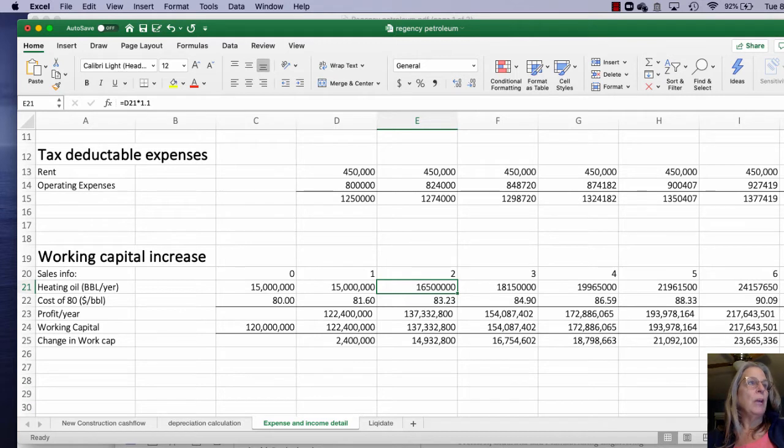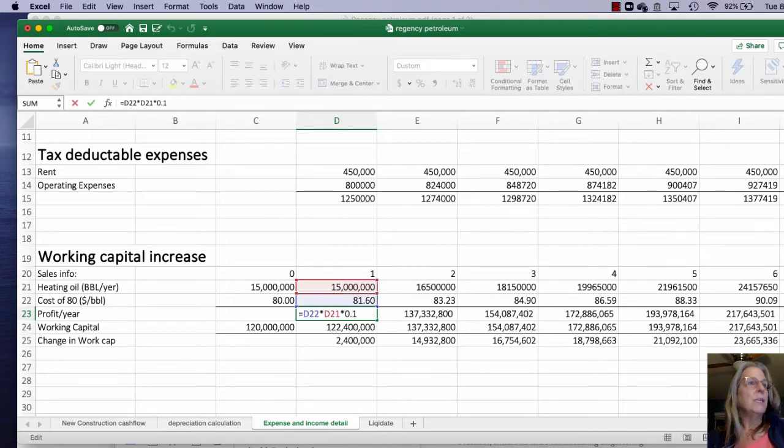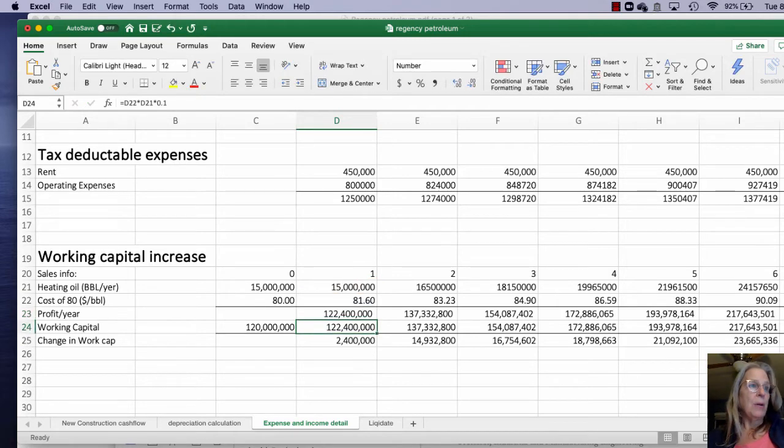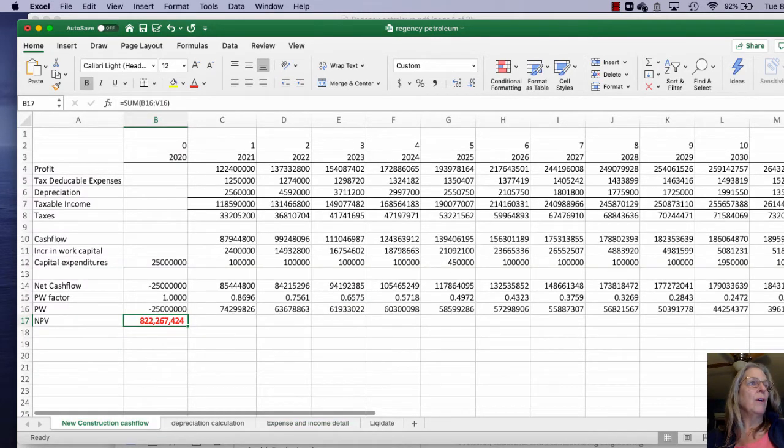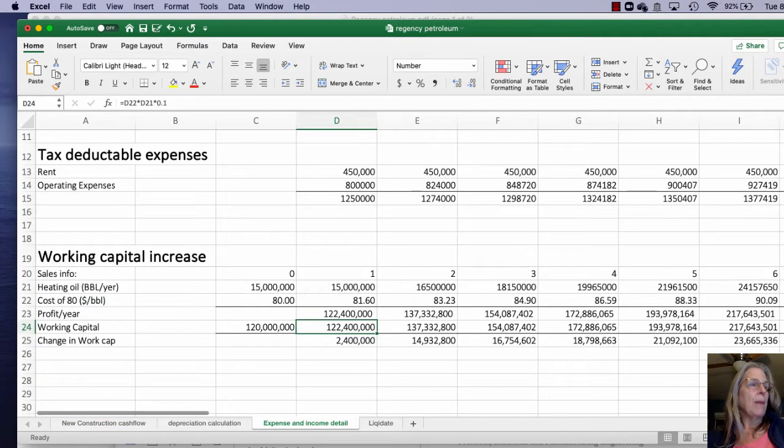production will increase 10%. So I just took that value, multiplied that, and it says the profit is 10% of the revenue. So this is revenue, 15 million barrels times $81.60 a barrel, and then this is 10% of the multiply. You can see here, I don't know if you can see that, I have a 0.1 is the profit. So that number is the number that comes over here in the profit line.